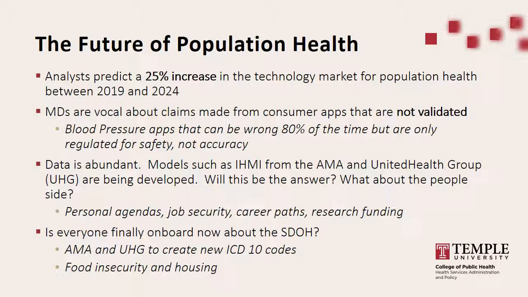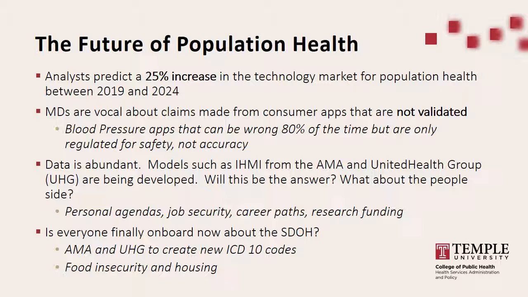Data is abundant. Models such as the IHMI from the American Medical Association and United Health Group are being developed. Will another common data model be the answer? What about the people side? What are we doing to look at removing roadblocks such as personal agendas, job security, career paths, fighting for research funding? Is everyone finally on board now about the social determinants of health?